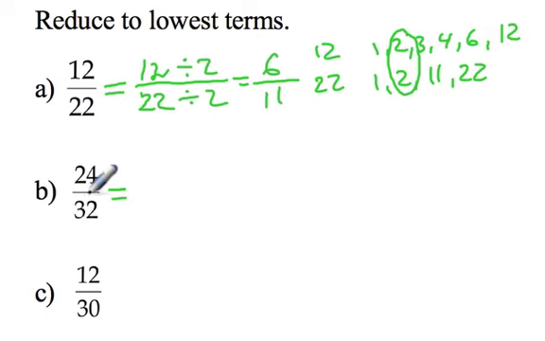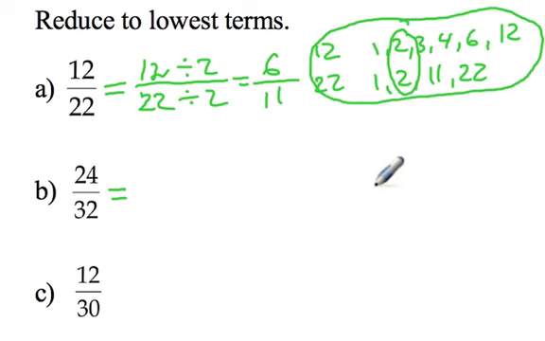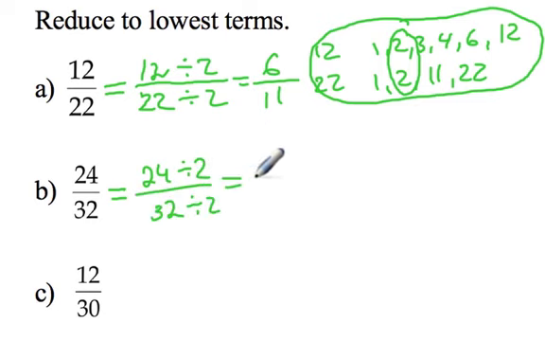Some of you will right away see that both numbers divide by 8. If you can't decide that right away, then you can use this method where you find the factors first and then see which one's the greatest common. Or you can also go step by step. You can right away decide that both of them divide by 2, so start with dividing by 2. 24 divided by 2 and 32 divided by 2. Now we have 12 for the numerator and 16 in the denominator.